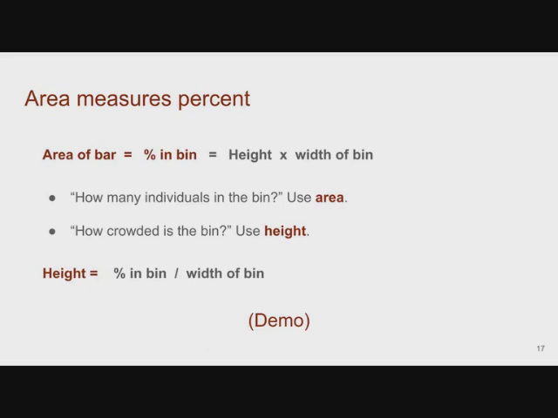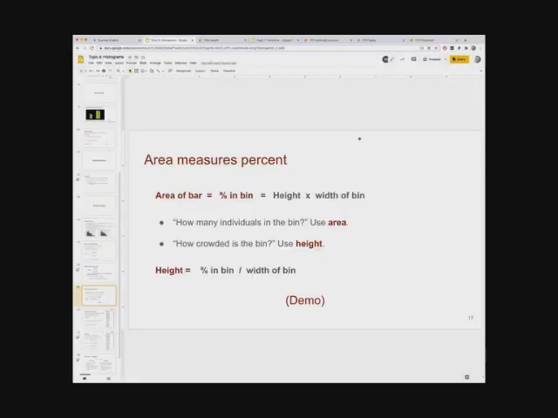Okay. And just to have it in reference form, the area is simply the height times the width, and that's going to be the percent. So if you're asking the question, how many individuals are in the bin? That's an area question, right? That is the percent over the total. But if you want to ask how crowded a particular bin is, you can get that just by looking at the height. All right, let's take a look at an example.